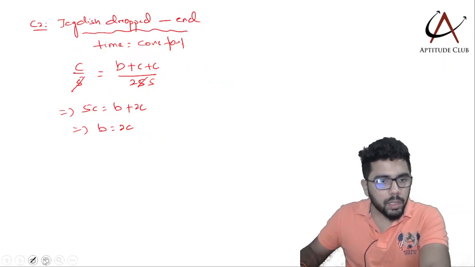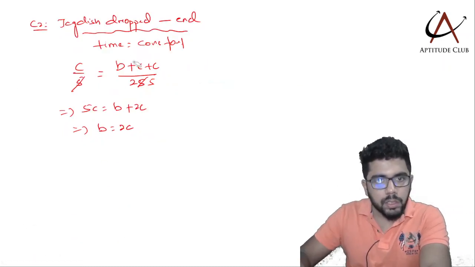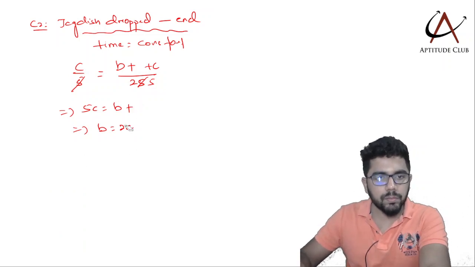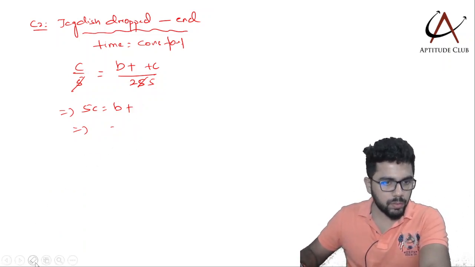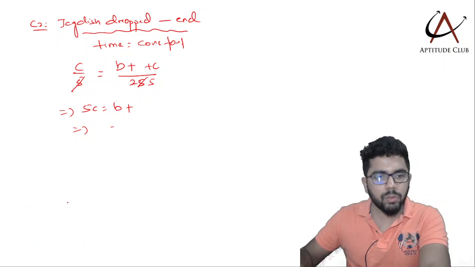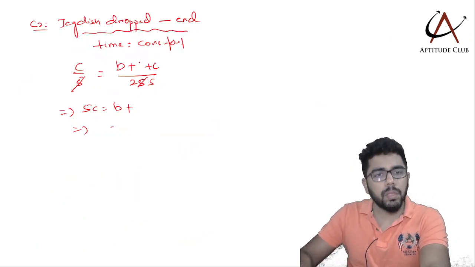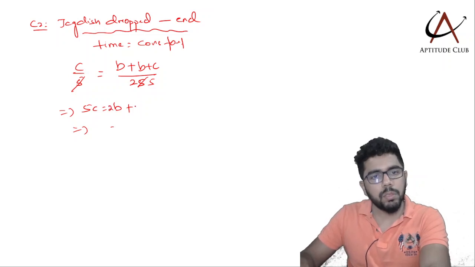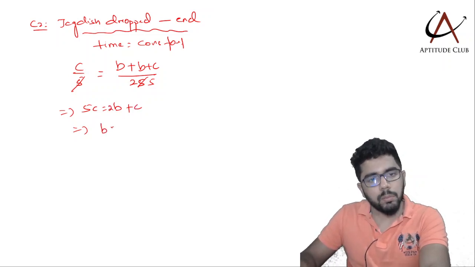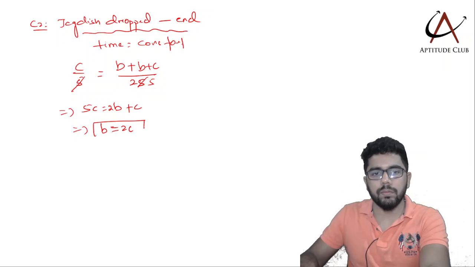B plus, sorry, small mistake. This is B plus C. Om is going back B and then coming ahead B and C. So B plus B plus C. So it is 2B plus C, or I get B is equal to twice of C once again.